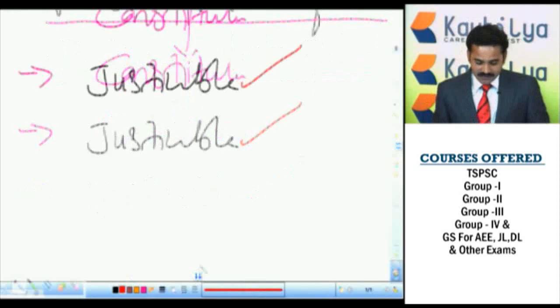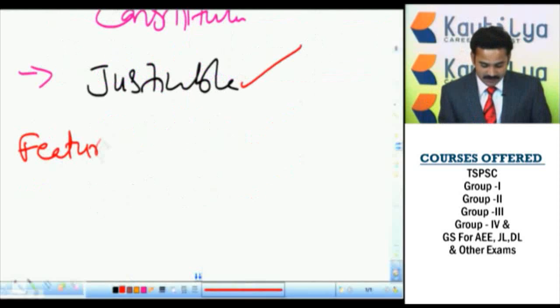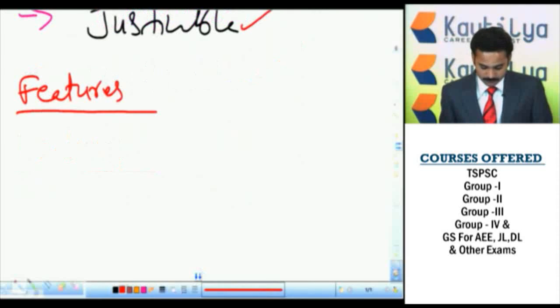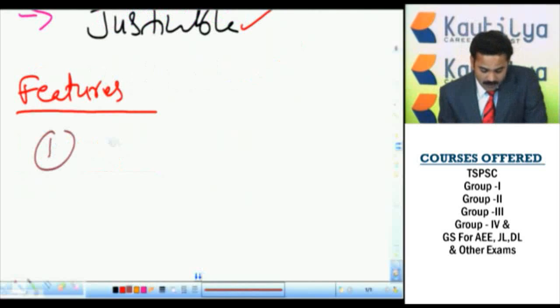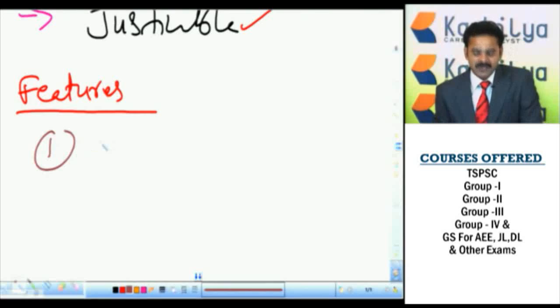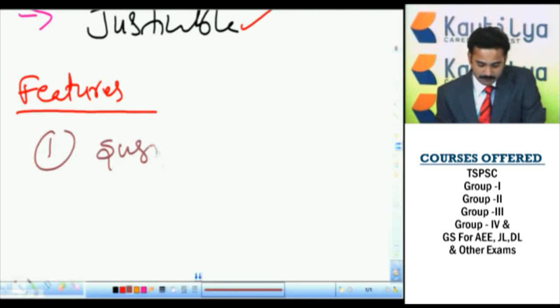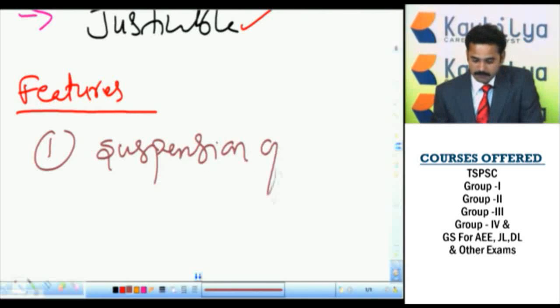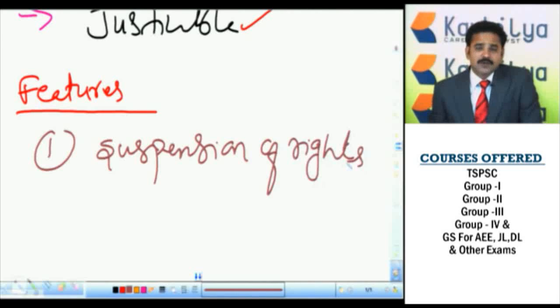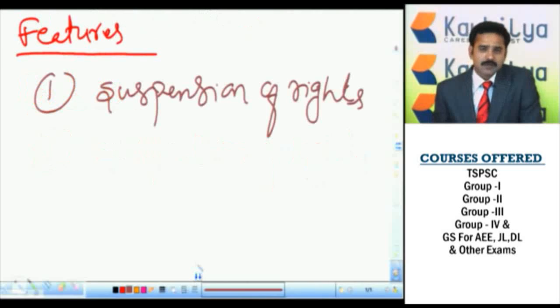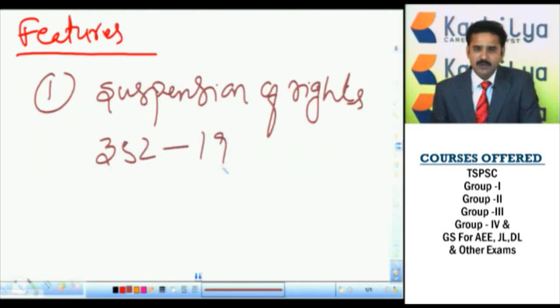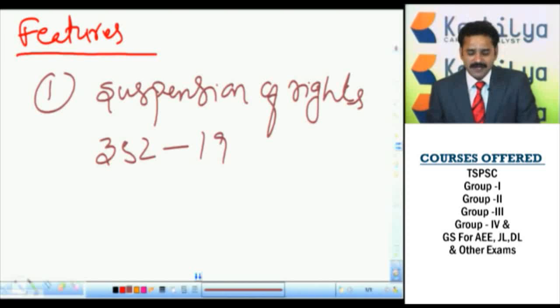Now let us try to understand the features of the fundamental rights. What are the various features of fundamental rights? First one, they are not absolute. That means they are subject to suspension of rights. During the operation of national emergency under Article 352, the rights guaranteed under Article 19 are automatically suspended. Article 352 not only suspends Article 19, it also suspends Article 32, which means during the suspension of the fundamental rights, a person cannot move to the court for his rights under Article 32.